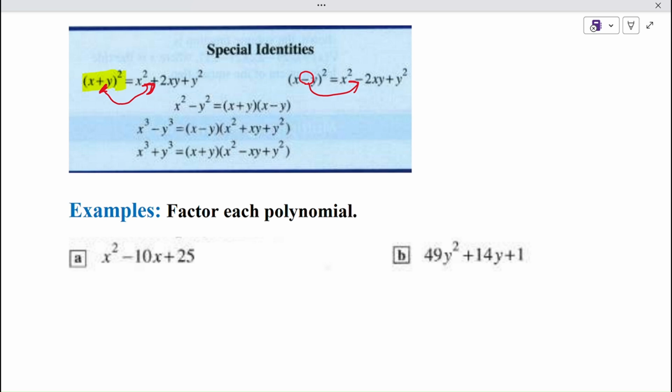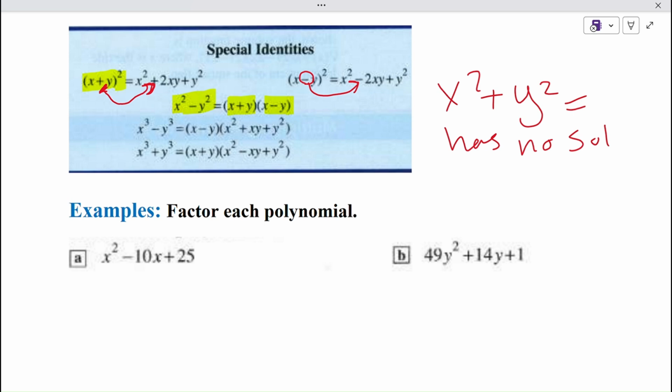What about x to power 2 minus y to power 2? In this case, you have to open two brackets, one of them by plus, one of them by minus. This is the factoring of this polynomial. And this is extra information: x to power 2 plus y to power 2 has no solution.